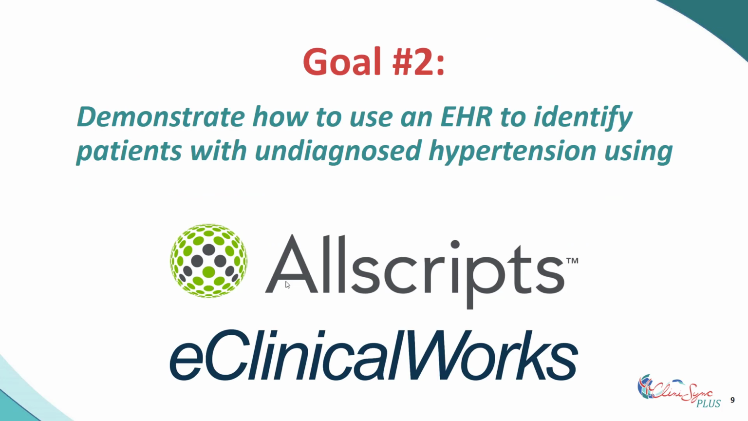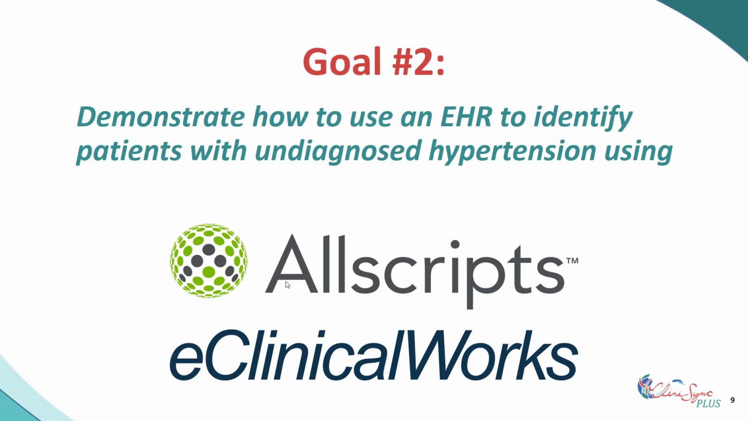Now we're going to take a look at the process for creating a report within two different EHRs to identify undiagnosed hypertensive patients hiding in plain sight. We're going to create two different reports. The first looking for a stage 1 hypertensive, which would be any patient that has a blood pressure in the range of 140/90 up to 160/100.